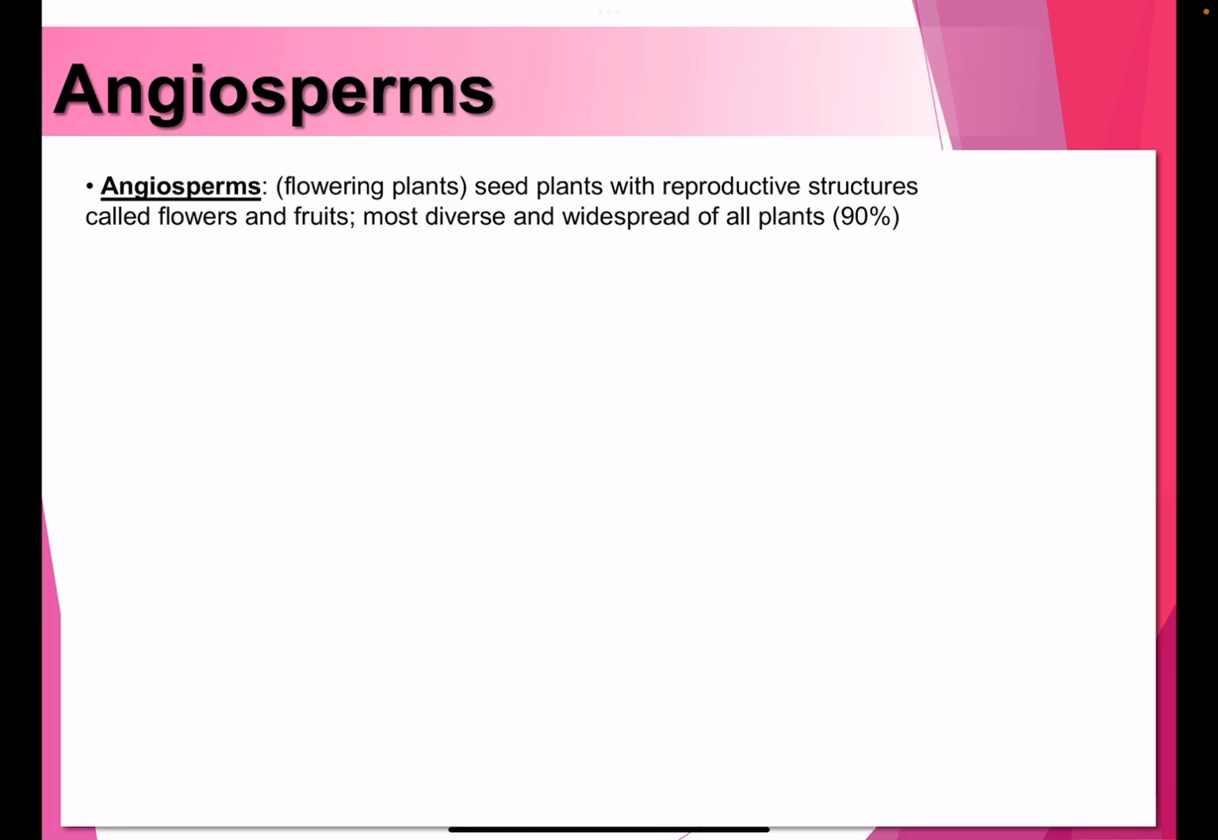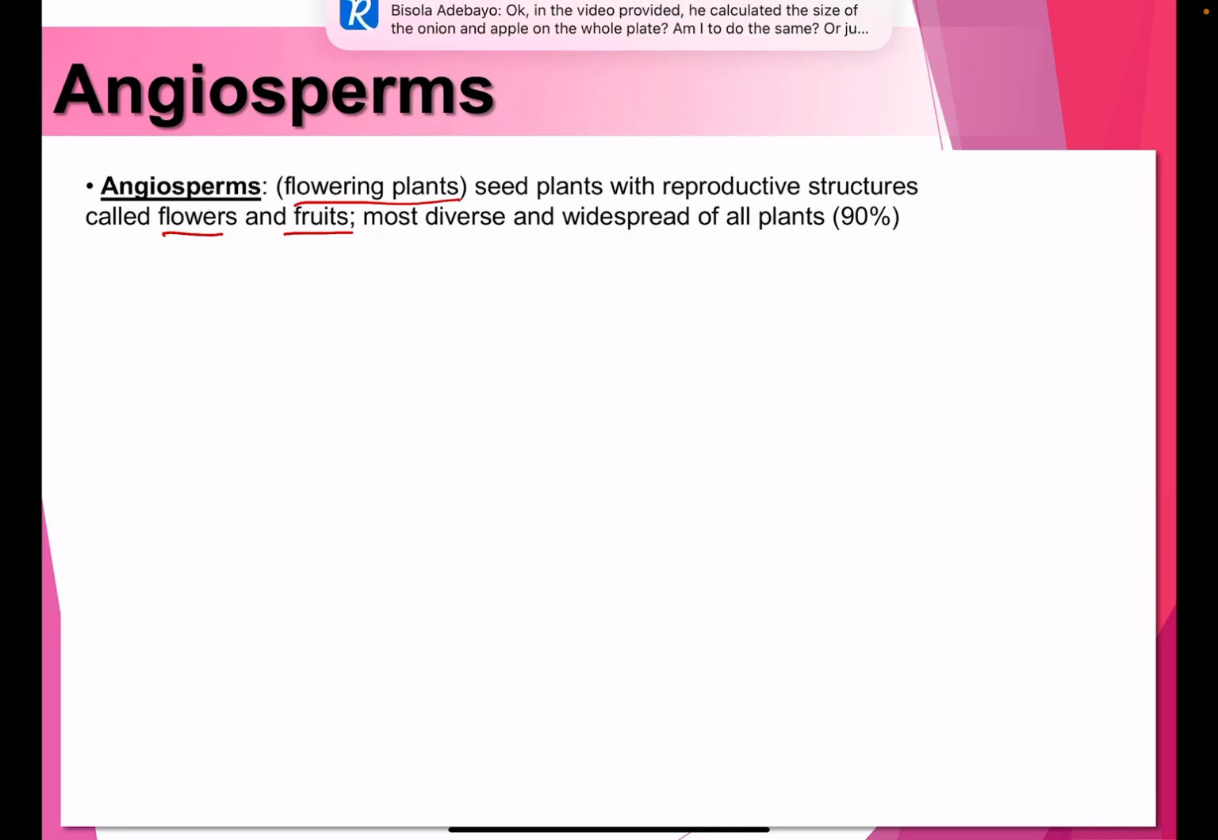Angiosperms are known as flowering plants because they produce flowers, and the seed resides within the flower when a fruit is produced. So these are seed plants with reproductive structures called flowers and fruits. Flowers will eventually become the fruits with the seed inside that can then be dispersed elsewhere to regrow into another area. Angiosperms actually make up the most diverse and widespread of all plants. They make up 90% of all plants available.